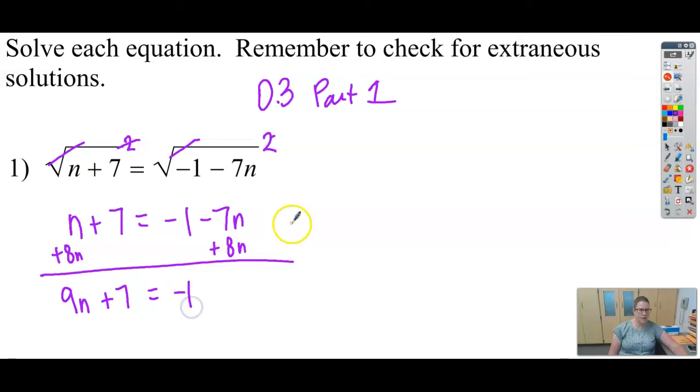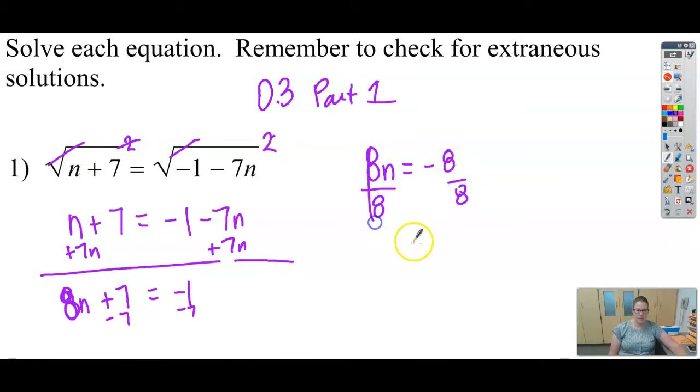negative 1. Why did I add 8n? Silly me. I should have added 7n. I think I was just thinking that 7n plus 1n is 8n, right? So add 7n to both sides, and that will give you 8n. Sorry about that. So 8n plus 7 equals negative 1. Now subtract 7 from both sides, because again, we're trying to get that n alone. So 8n equals negative 8, and then divide both sides by 8. So n equals negative 1. So n equals negative 1 is the solution.